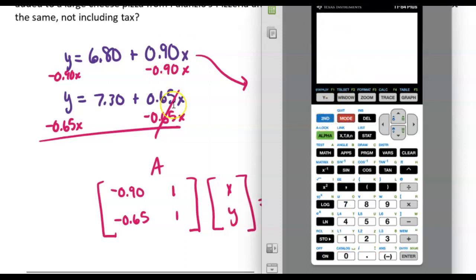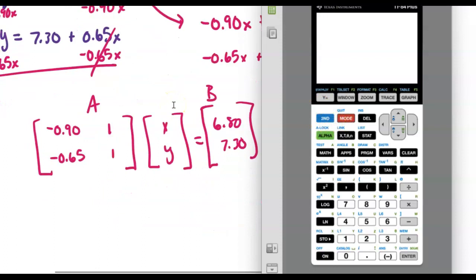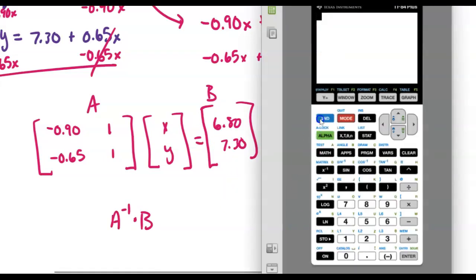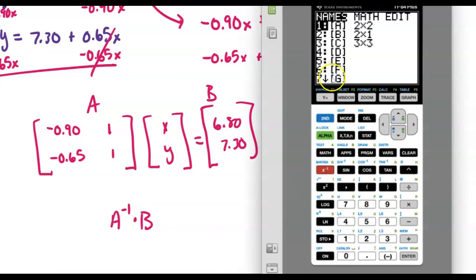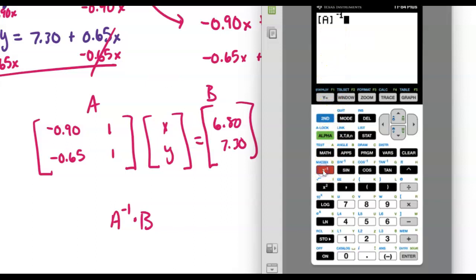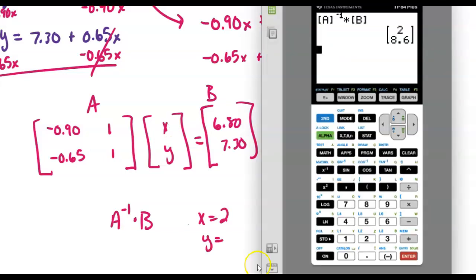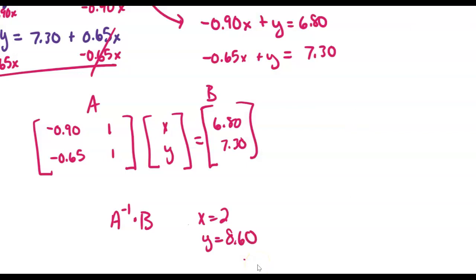Okay, so remember that now that I have it typed in, what I want is the inverse of matrix A times matrix B. So how I do it is I go second matrix. I just hit enter on this. All it's doing is putting A. Then I do the -1 button for inverse, times, back to the matrices, second matrix, and I do B. And I hit enter. So I get X equals 2 and Y equals 8.6.